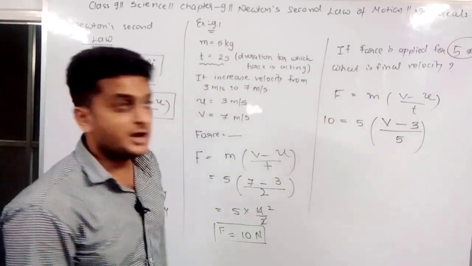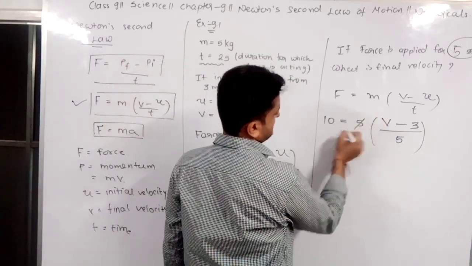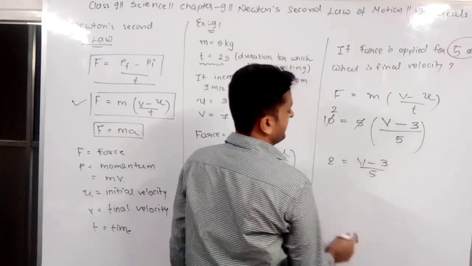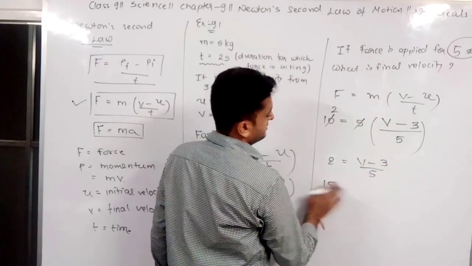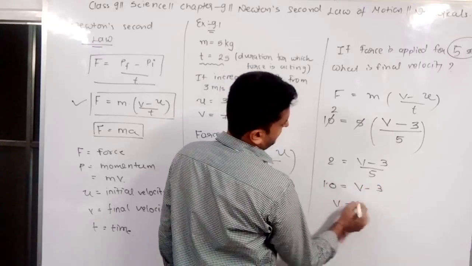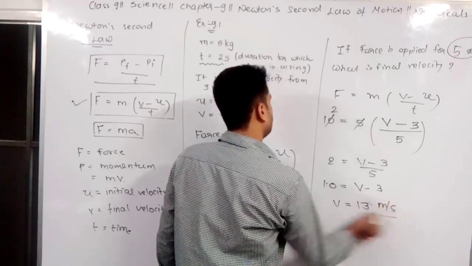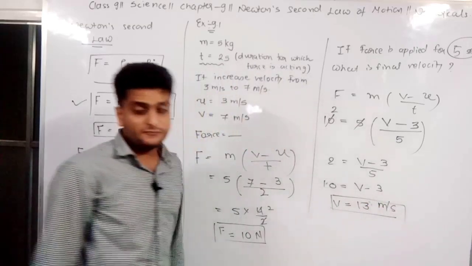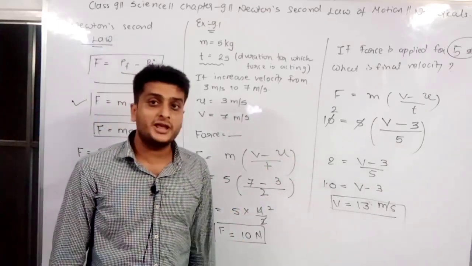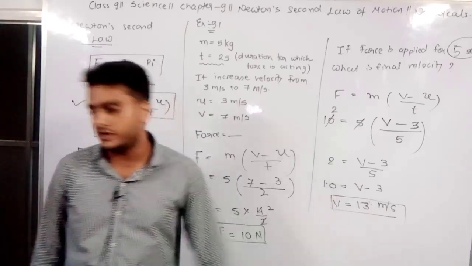Okay, fine. Now we will find this V. Let's simplify it. So it is 2 is equal to (V minus 3) by 5. So 10 is equal to V minus 3. So V is equal to 13 meter per second. So if the force is applied for 5 seconds, the velocity of the body will be 13 meter per second. Copy it quickly, everyone.